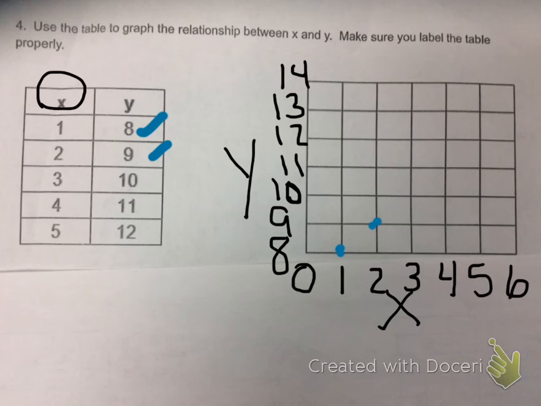Next is 3, 10. So moving to the right to 3 and up to 10. My dot goes there. Done with that one. X is 4 and Y is 11. So moving over to the 4 and up to the 11. And then the last one is 5, 12. So I'm going to move over to the 5 and up to the 12. Last but not least, we're going to connect the dots to create a line, and as always, putting an arrow.